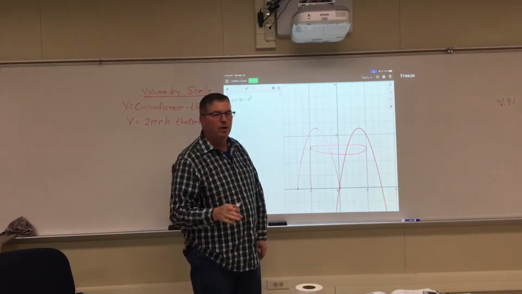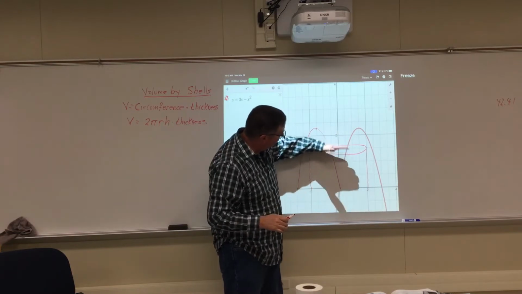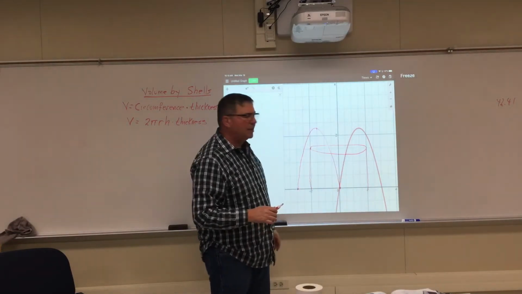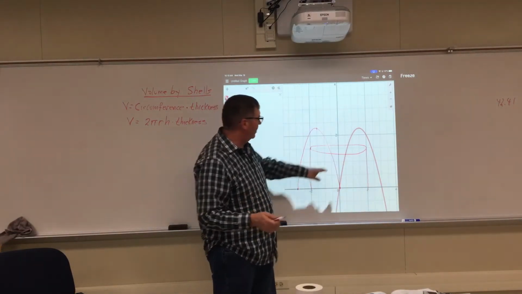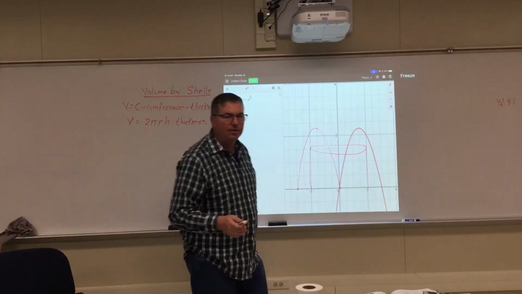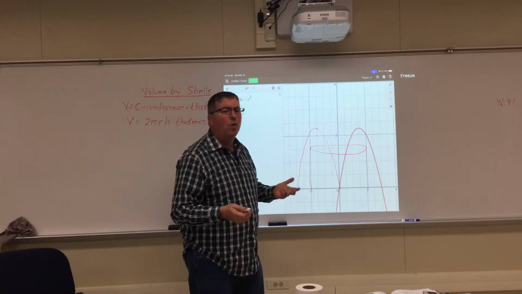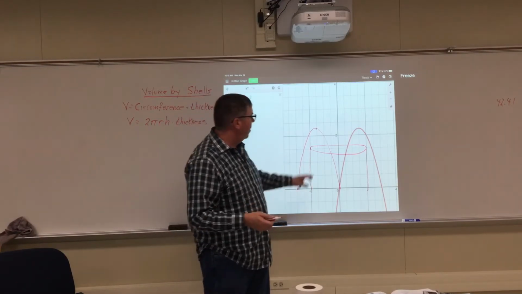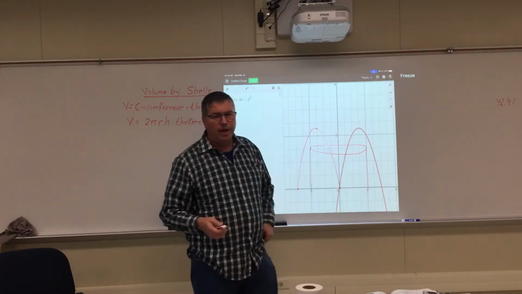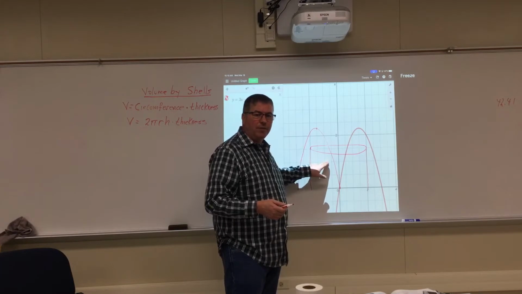And the reason we're going to look at this as a cylinder is, if we tried to slice it horizontally, our radius on the inside would be the same equation as our radius on the outside. So outside minus inside is not going to work on a washer method. So because we can't do the washer method, we're looking at the cylindrical shells method.